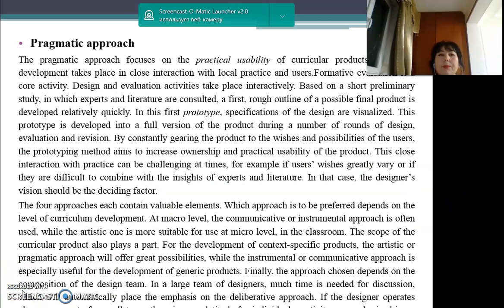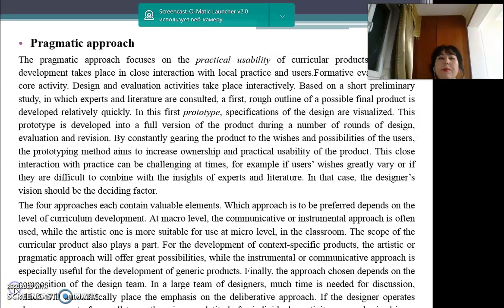And the last approach is pragmatic, which focuses on the practical usability of curricular products. Curriculum development takes place in close interaction with local practice and uses formative evaluation as a core activity. Design and evaluation activities take place interactively, based on a short preliminary study, in which experts and literature are consulted. A first rough outline of a possible final product is developed relatively quickly. In these first prototypes, specifications of the design are visualized.